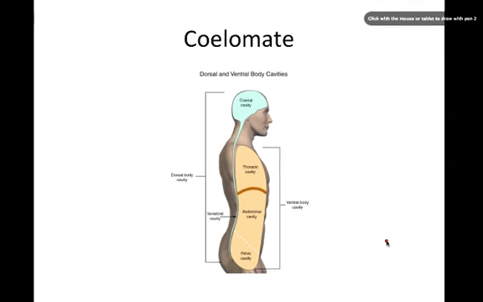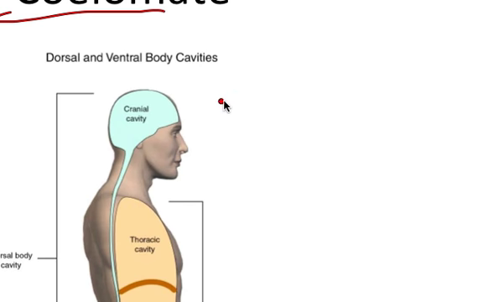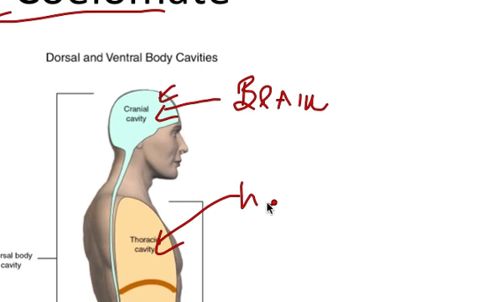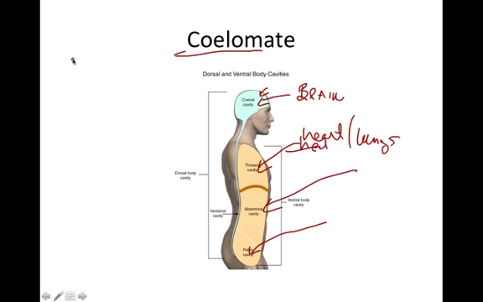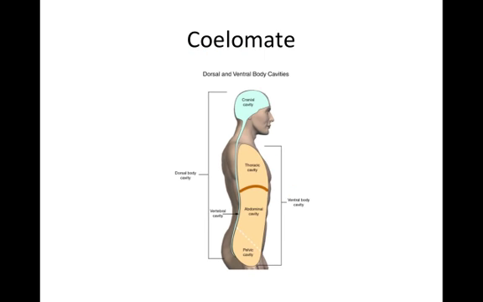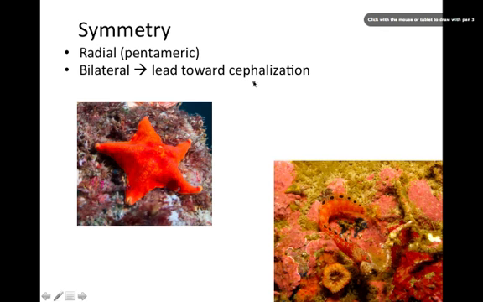Here's a cross-section of a coelomate such as yourself. We have a cranial cavity, which holds our brain. It's an opening, highly protected by our skull. We have a thoracic cavity which is going to hold our heart and lungs. We also have an abdominal cavity which is going to hold our liver and our intestines, and a pelvic cavity which is going to hold essentially our reproductive organs. So coelomates have 4 distinct cavities which allow for the specialization of these organs to be housed in a specialized compartment and also protected. The other thing that we're going to look at is symmetry.